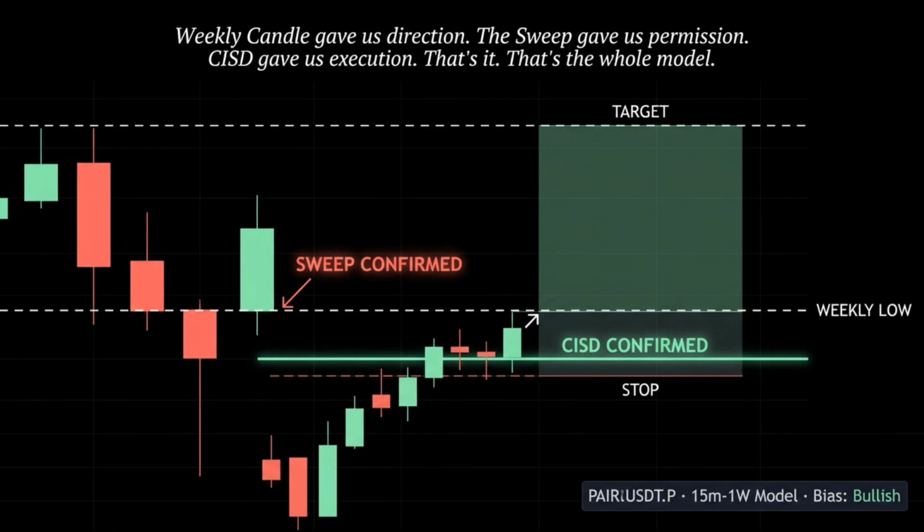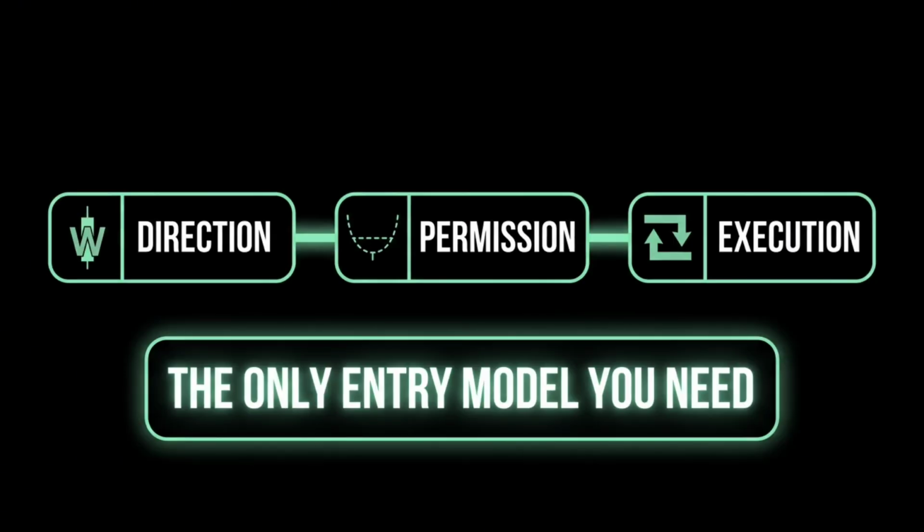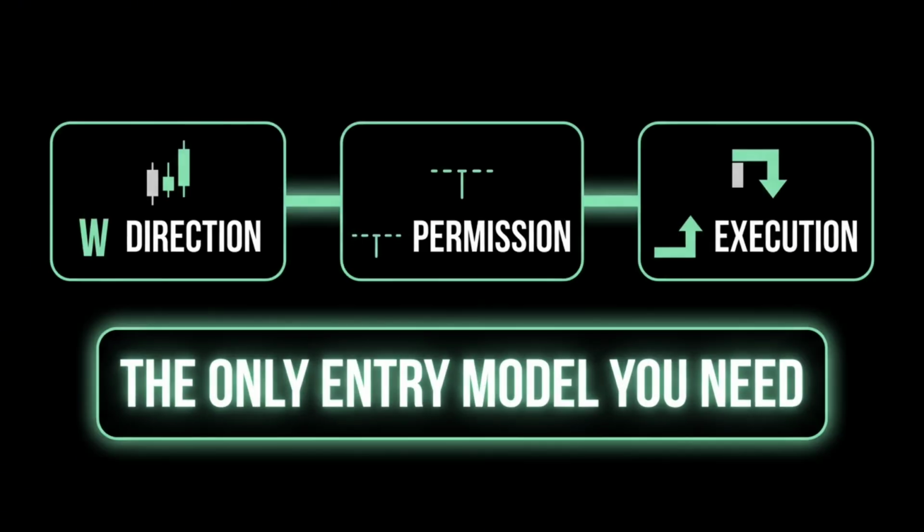Part 4. Callback and close. So that entry wasn't random. It followed the sequence every single time. Weekly candle gave us direction. The sweep gave us permission. CISD gave us execution. That's it.